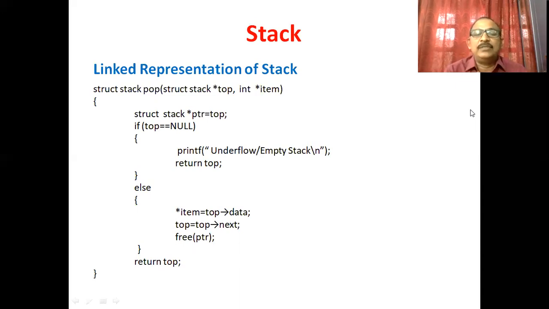So star item is equal to top data and top is equal to top next, meaning we are decrementing the value of top by one position. Next, free PTR means delete PTR, and the next step is return top. So this way we can implement the pop operation with the help of the C language.